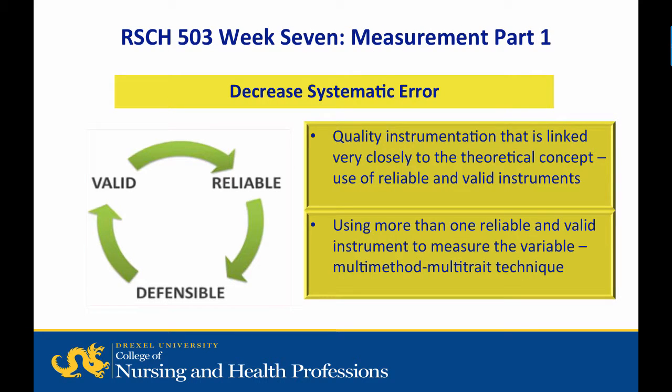Decreasing systematic error, or capital E subscript S, must be addressed prior to conducting a study. Most critically, instruments used to directly or indirectly measure variables must be reliable and valid. They must very closely conform to the underlying conceptual definition. Occasionally, researchers will employ a multi-method, multi-trait technique to ensure quality data. This technique requires the use of more than one reliable and valid instrument to measure a variable.